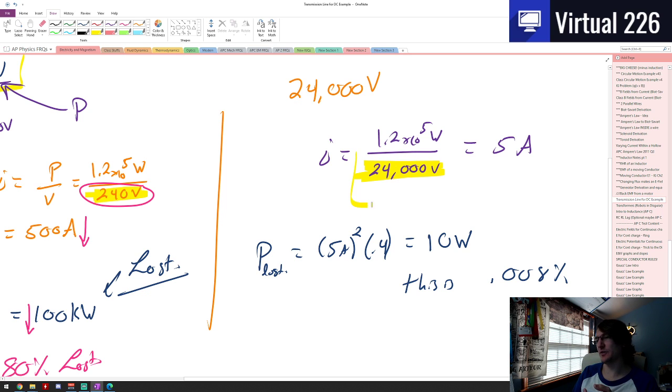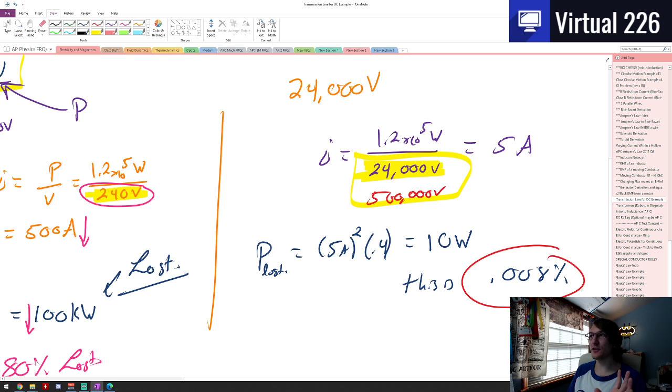So this is what the companies want, but that's a tough thing to build. So how can we do this? How can I, as a power company, get the ability to send out 24,000 volts or even higher, right? If I can get this number stupidly big, like 500,000 volts or even more, then my lost amount will be even less, which is amazing. But I need to keep your 240 volts in check.